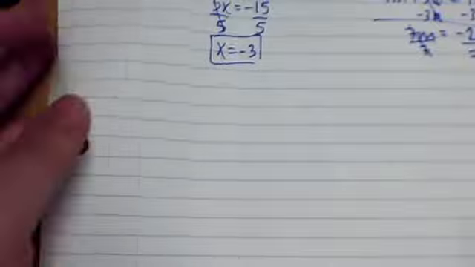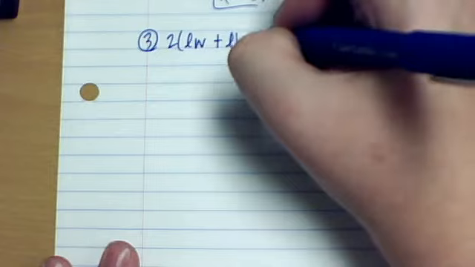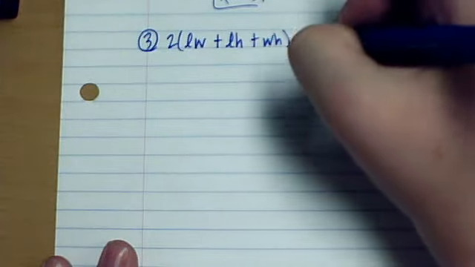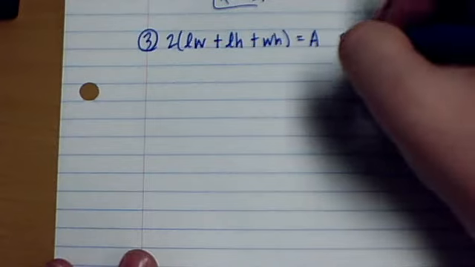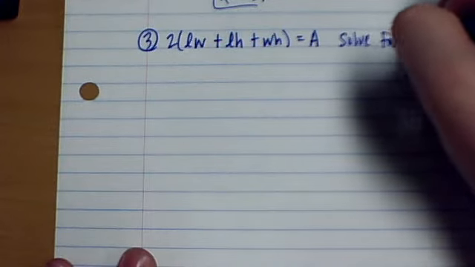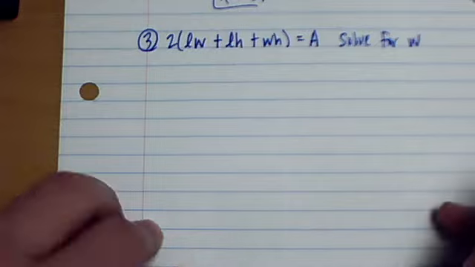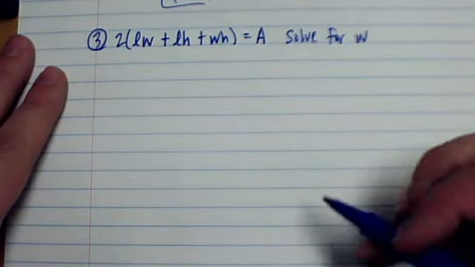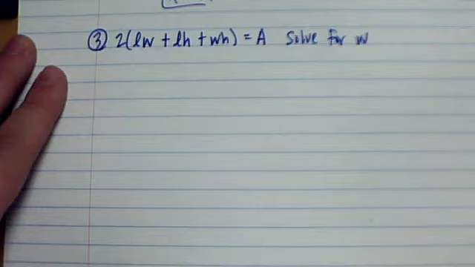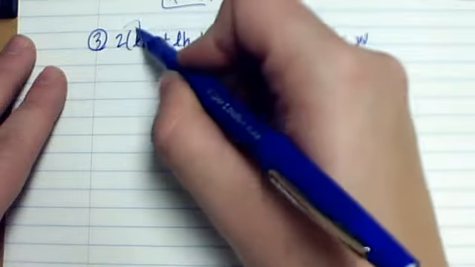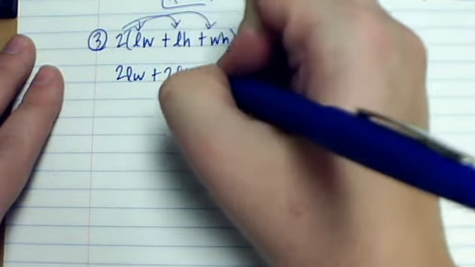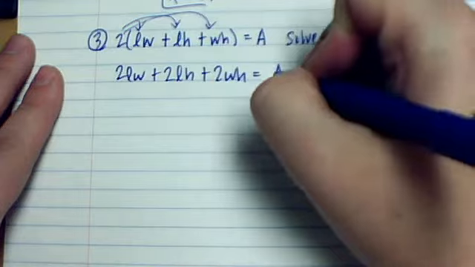Okay, let's look at 2 more examples. Number 3: we have 2 times length times width plus length times height plus width times height equals area, and I want to solve for w. When we look at this, I need to determine what to do first. The first thing is I'm going to distribute this 2 to each piece. So I have 2LW plus 2LH plus 2WH equals A.